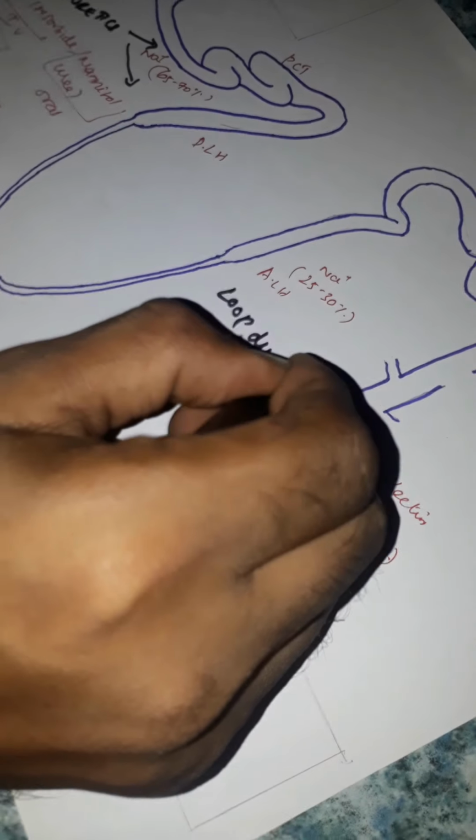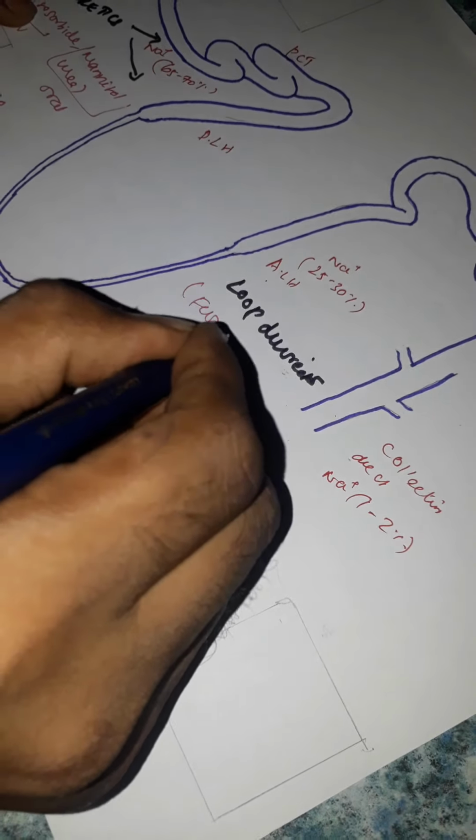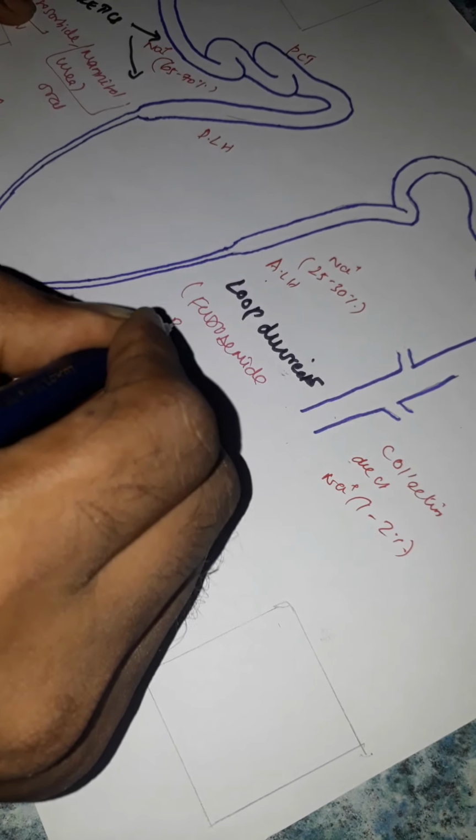Looking at the absorption, glycerol and isosorbide are given IV, and mannitol and urea are given orally. This is a short duration and one of the weak diuretics. Now the next is your loop diuretics, which involve furosemide. Loop diuretics act in your ascending loop of Henle. You will be very familiar with these: furosemide and bumetanide.